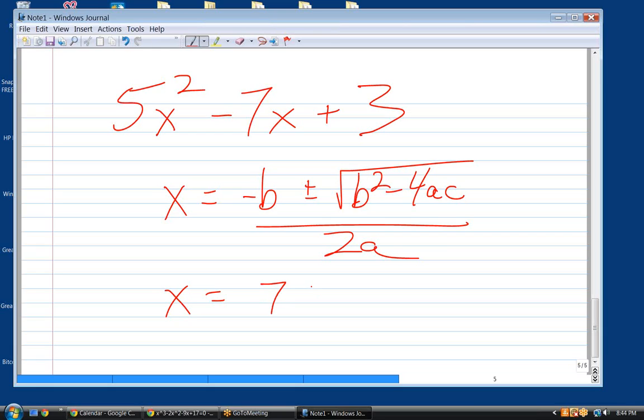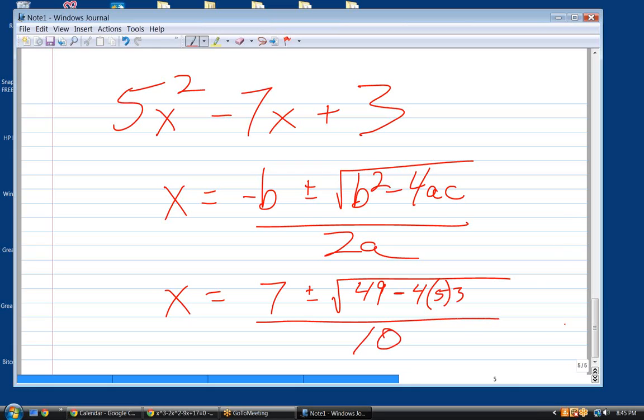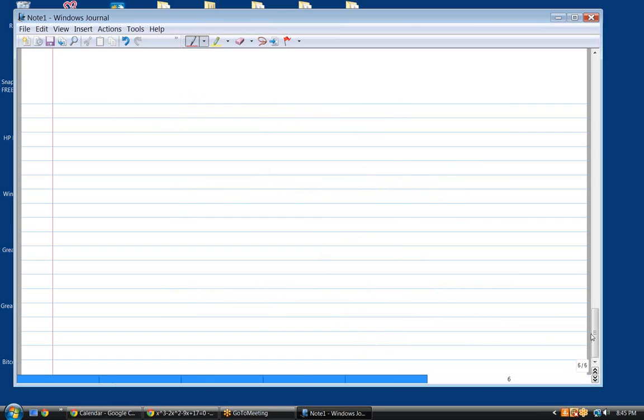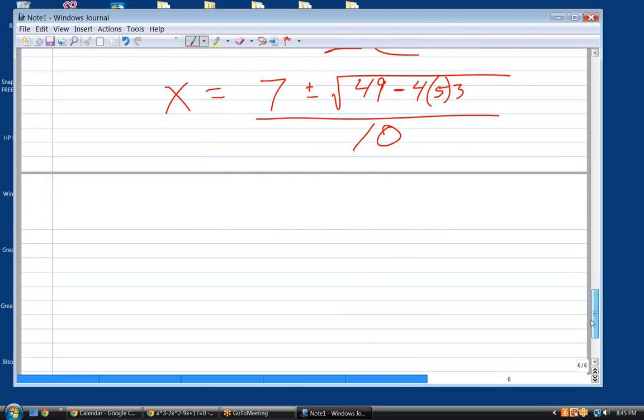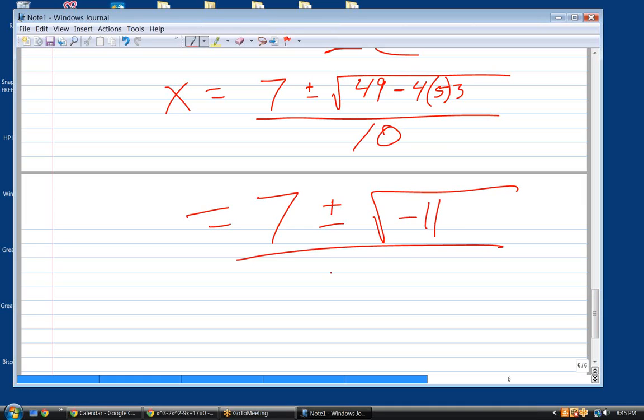7 plus or minus 49 minus 60 all over 10. Okay, hold on. So now what? x equals 7 plus or minus the square root of negative 11 all over 10.